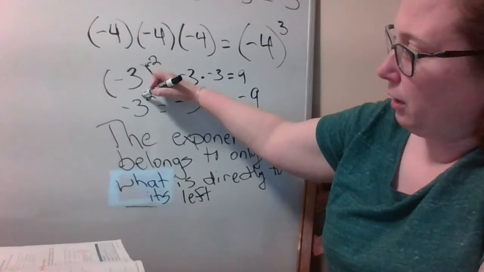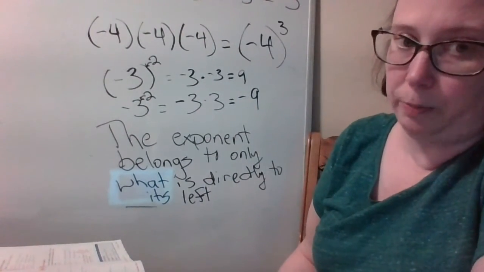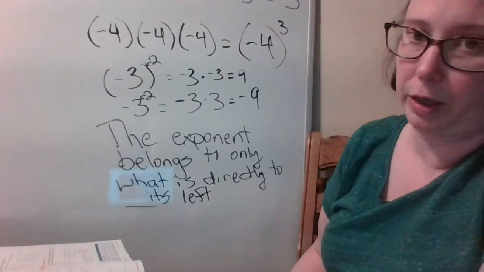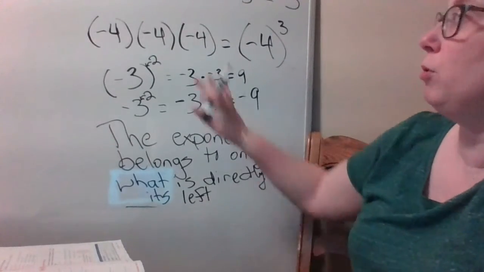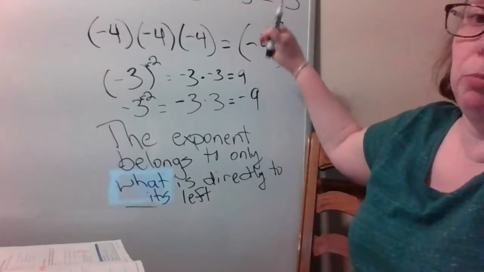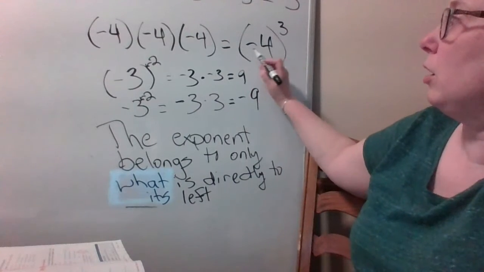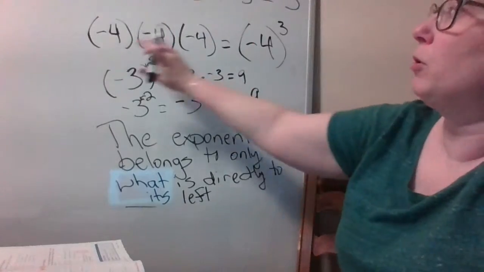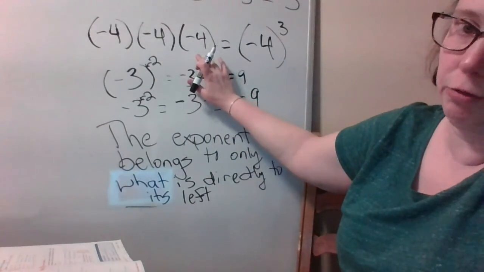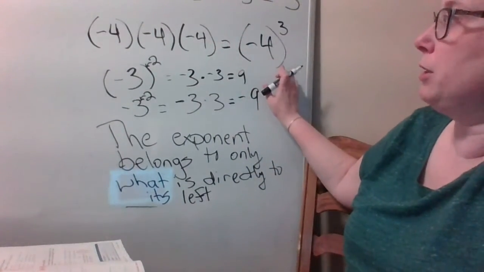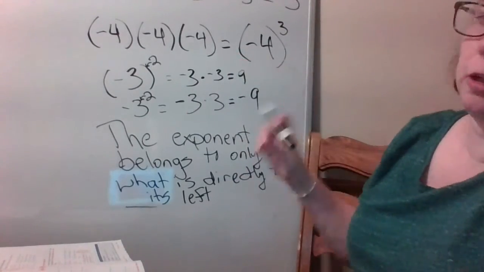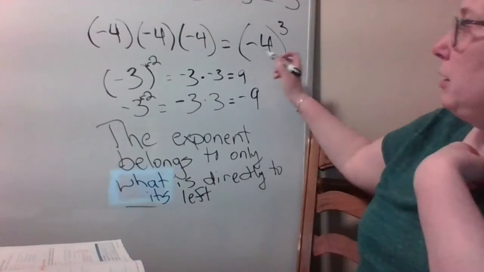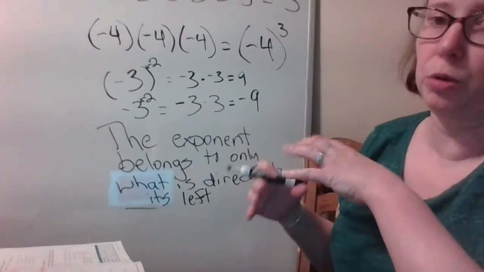Down here, directly to the left of our exponent, is the 3. So the only thing that's being taken to that power of 2 is the 3, not the negative that's floating out in front. You need to be very careful when you have negative bases. If you mean to include the negative in your exponential form, you need those parentheses around it. That is saying that we're taking -4 times -4 times -4. If you did not have those parentheses, you would be saying that you have 4 times 4 times 4, and all of that has a negative out in front of it. So you need to be very careful with those parentheses to include them where they're needed.